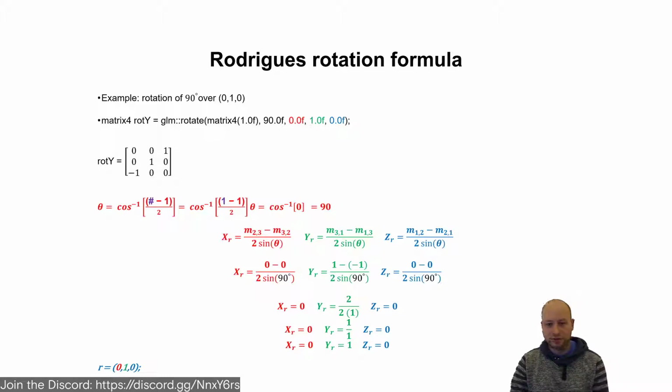Okay, so let's go through a couple of examples. In practice, most of the time you're going to be using this at the highest level, so this is showing you how you would do that. Say we have a rotation of 90 degrees over 0, 1, 0, so we're rotating 90 degrees over the y vector. We would then get a rotation matrix from the GLM, starting off with an identity matrix, 90 degrees about the y vector. And the rotation y that you're going to get in return is going to be this matrix: 0, 0, 1, 0, 1, 0, negative 1, 0, 0.